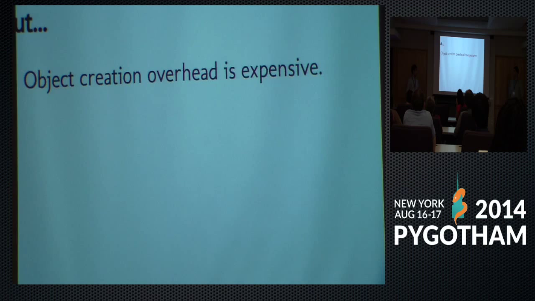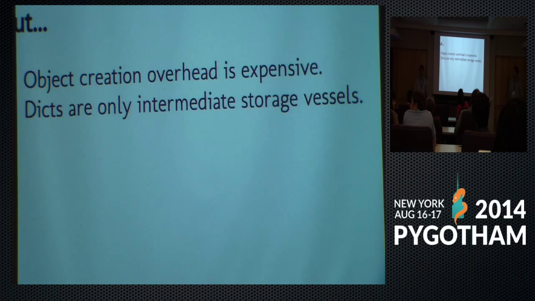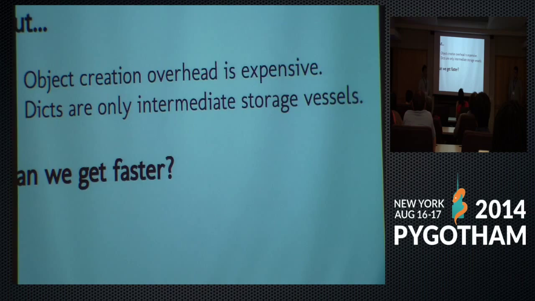However, everybody knows that the overhead for creating objects is pretty expensive. And in this case, we know we want to use NumPy arrays, but the dicts used by PyMongo, while they're great for representing the data in MongoDB, are only being used as intermediate storage vessels. So if we can simply get rid of the middleman and go straight into an array, can we get even faster? And obviously the answer is yes.